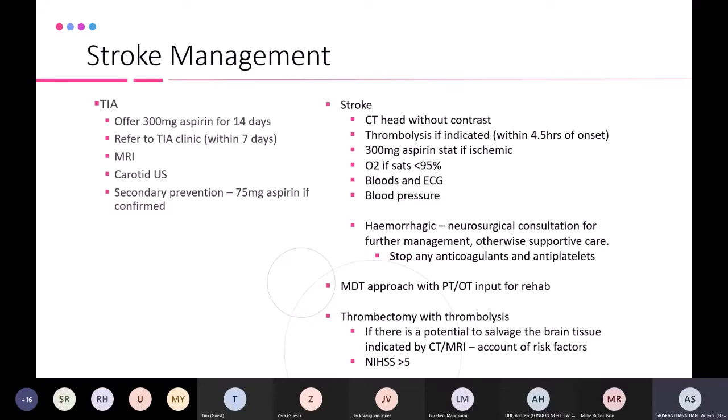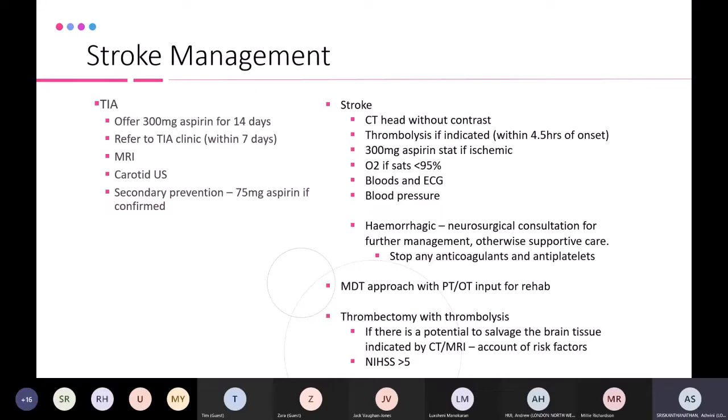So that's why when the patient comes in, it's really important to ask them at what time they noticed these symptoms. And a lot of the time, if they've woken up with it and they've come into hospital an hour later, you wouldn't really consider thrombolysis because you don't know if the stroke happened in their sleep. Then you'd go on and give them 300 milligrams of aspirin stat, give them oxygen if the saturations are low, do bloods on them, do an ECG, and check their blood pressure as well.